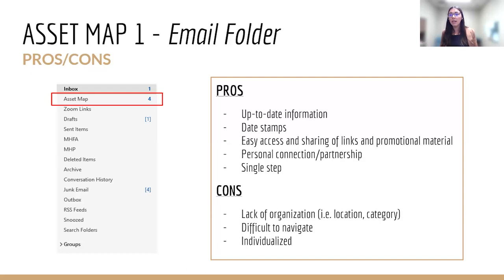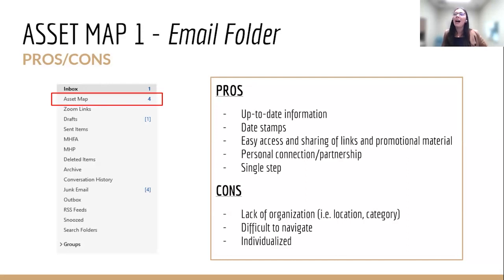Easy access to all of the links and attachments within the email. I know when you get to more complex asset maps, it might be more difficult to include that information, whereas in the email folder, you can just click on the link and it's right there. It's more personal, so you develop those relationships, develop those partnerships and opportunities for collaboration. And it's a single step. So like I said at the beginning, most basic form, it's nice and easy. You send an email, you get a response, and there's your assets.